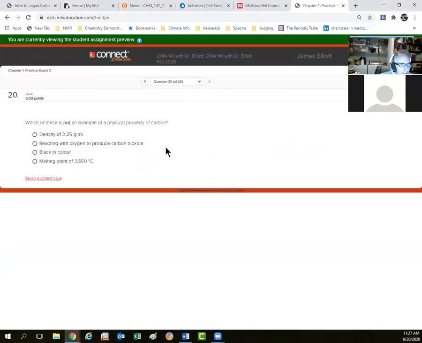Number 20, which of these is not an example of a physical property of carbon? So we talked about physical properties as being things primarily like melting points and boiling points. But there was a small list of other examples as well in that.